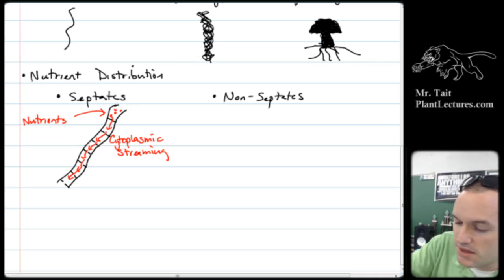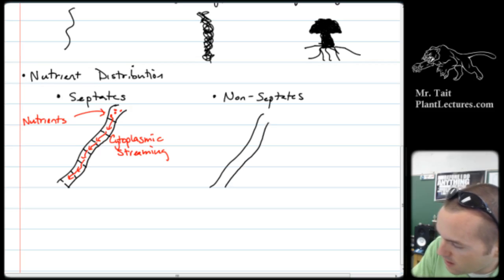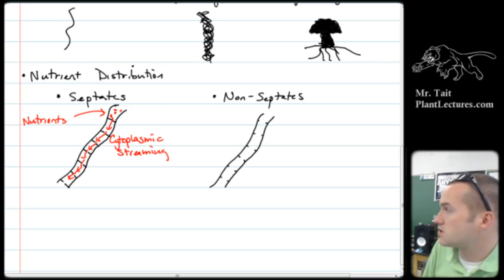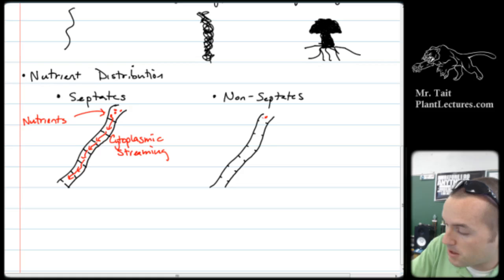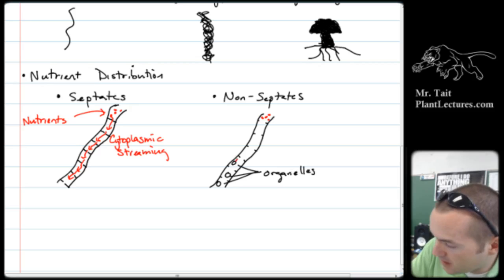All right. So then the non-septates actually have an even cooler thing going on for them. And that is that there's no big divisions in between the cells. In fact, there were at one point, because during cytokinesis it creates that cell wall there, but it then dissolves. Okay, so let's say you got nutrients up here. Instead of having to have those nutrients flow down, you can have organelles. These are organelles. And those organelles can actually cytoplasmically stream up to the nutrients.